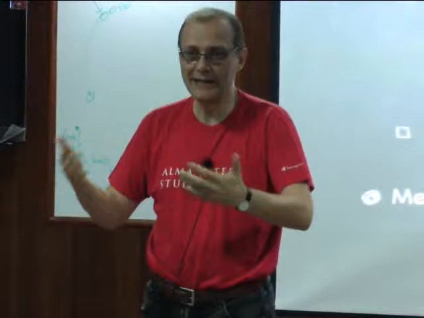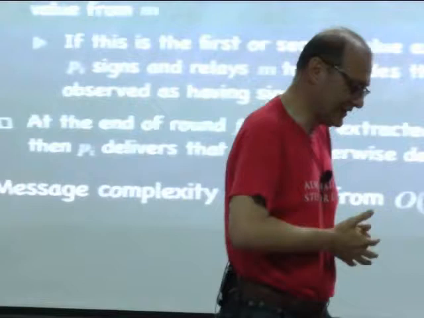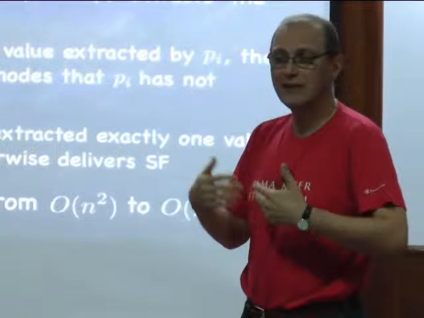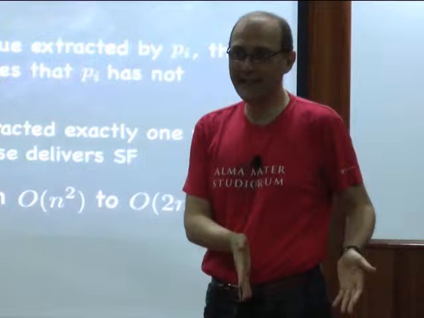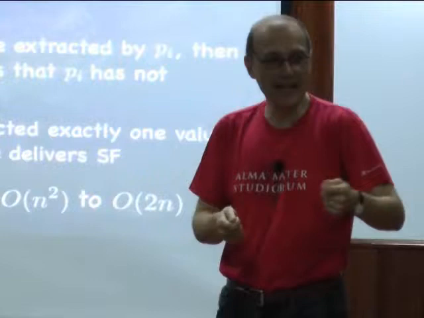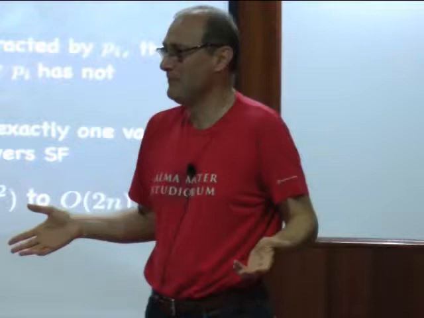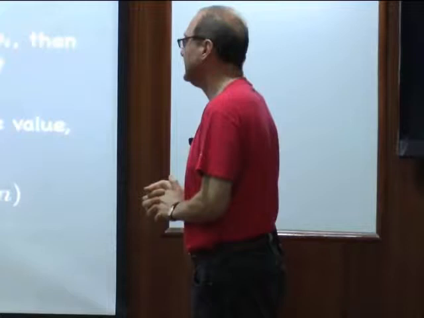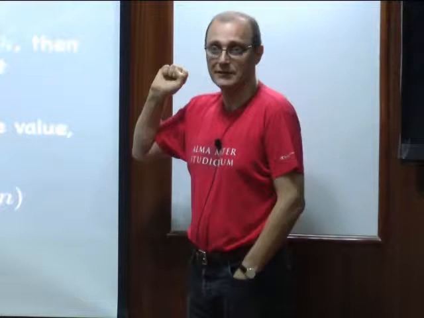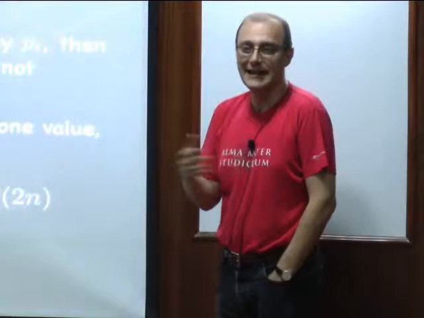And Dolev and Strong came about shortly after and said, "Hey, wait a second. There is really no point in doing this forwarding blindly. The moment I see that my bag contains two messages, I already know that the sender is faulty. I don't need to keep forwarding a third message, a fourth message that are all distinct, right? The moment I notice two messages, the game is over. Otherwise the protocol is the same. And it turns out that if I use this simple optimization, I can actually reduce the message complexity.